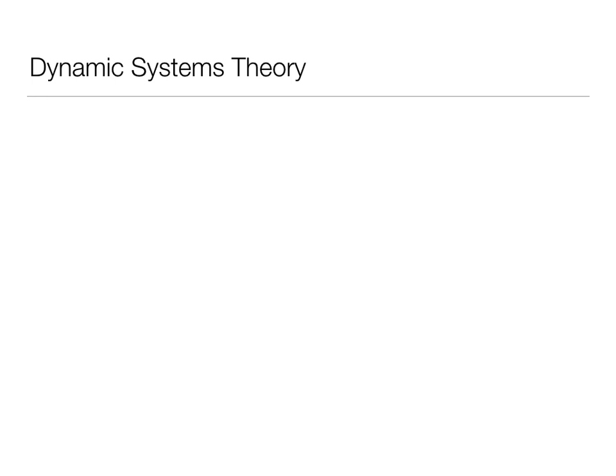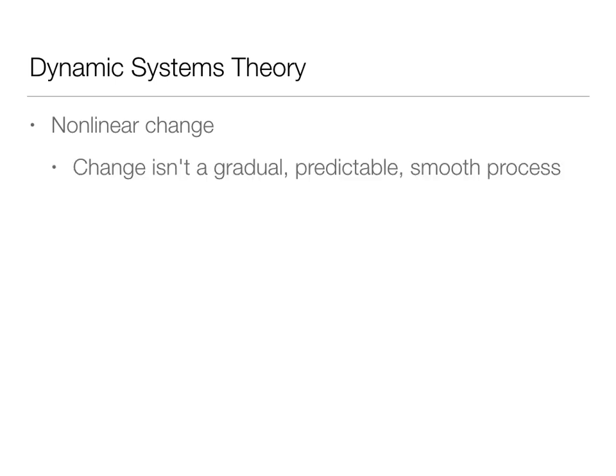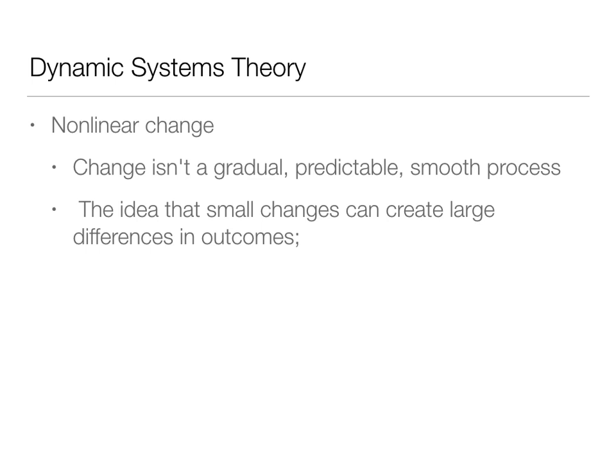Another idea behind dynamic systems theory that we already talked about a little bit is this idea of nonlinear change. Change isn't a gradual, predictable, or smooth process. Again, it's this kind of web of fibers. So it goes up and it goes down and it goes up again. It can go in different directions at different times. These small changes can create large differences in outcomes.